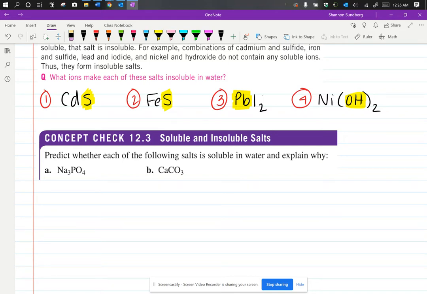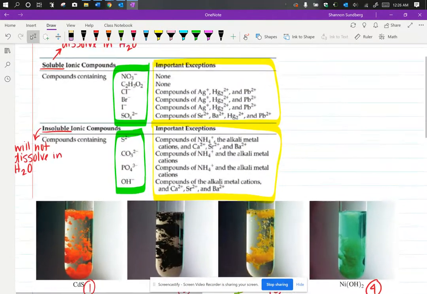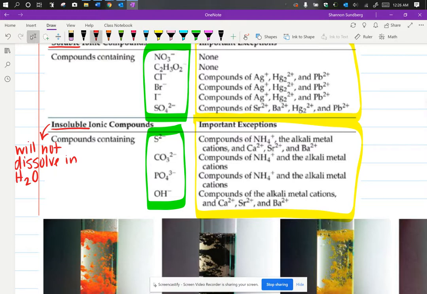You always want to look at the anion, which is the second portion of that compound there. So we've got sodium phosphate. Well, we're going to look back up here in our chart to see if we find phosphate. Yes, we do. It's right there. So normally, phosphate is insoluble, meaning it does not dissolve in water, unless it's paired up with NH4 and the alkali metal cations.